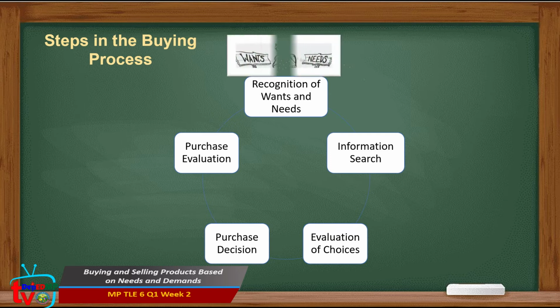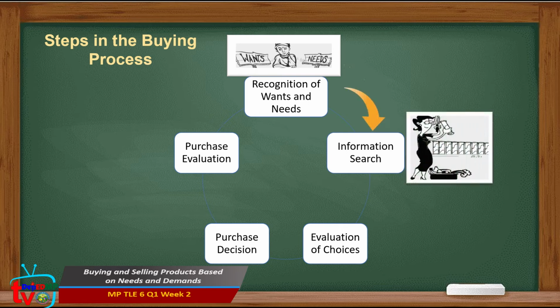First is the recognition of wants and needs. This is the step where buyers need to recognize what are their needs and wants. Second one is information search. This is searching or looking for information about the product choices we want to buy. Information may come from print, radio, television, or online advertisements.